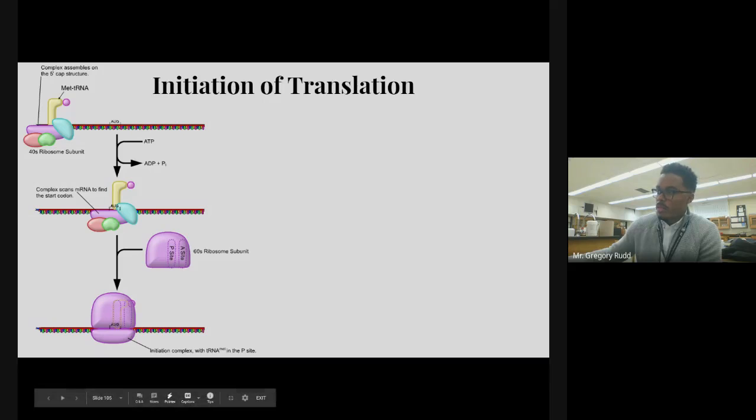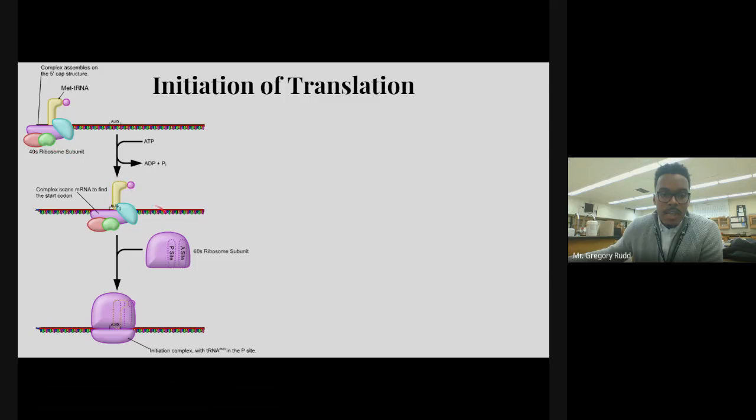Here it's just kind of referred to as 40S. That's just a reference to the size. And the larger subunit is referred to as 60S, another reference to the size.